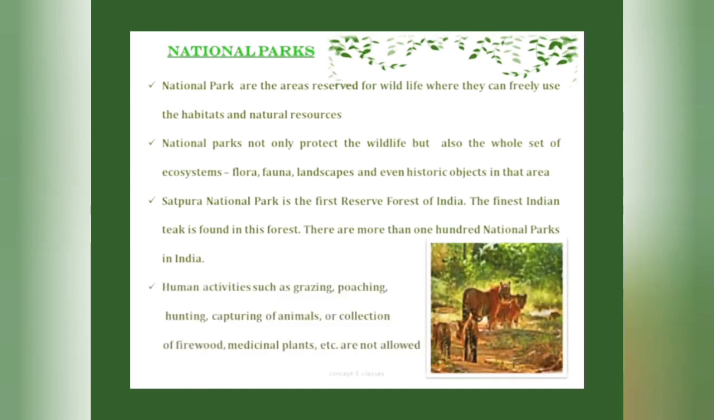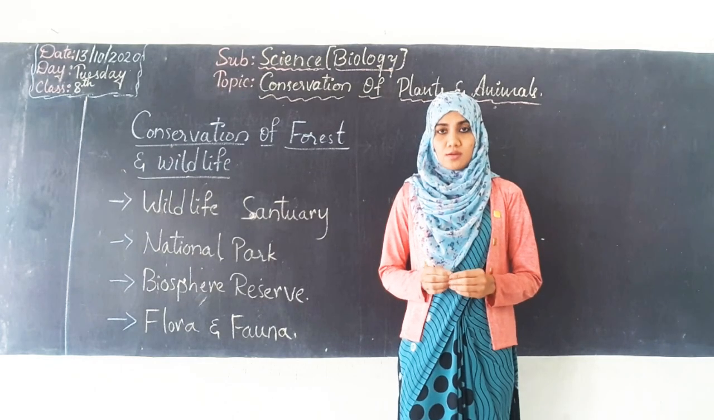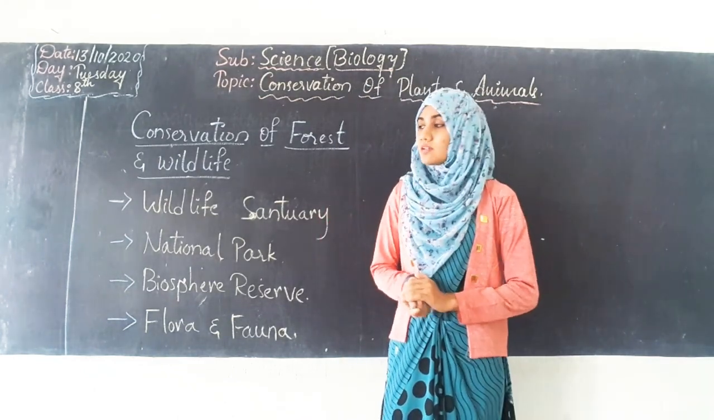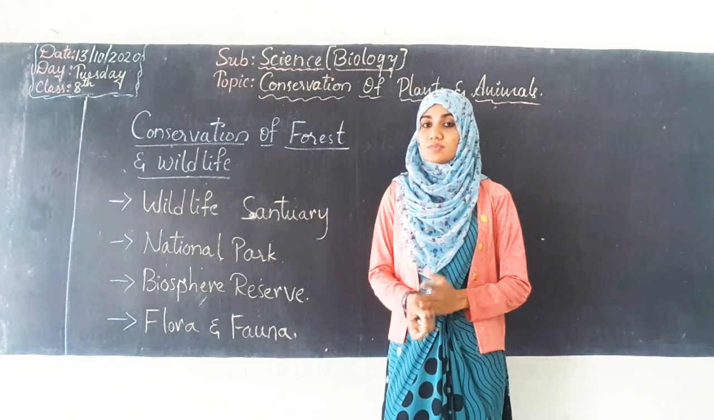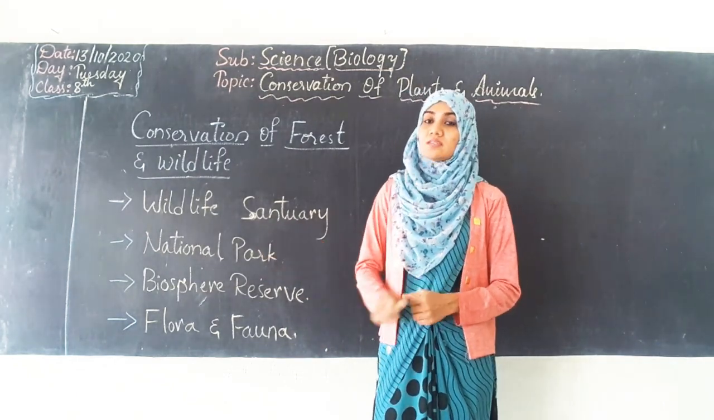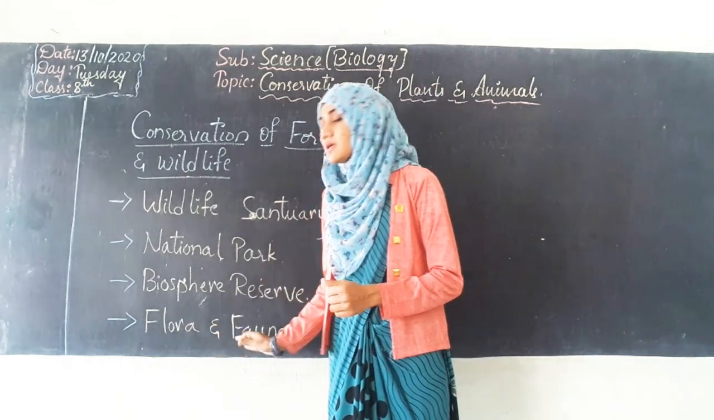Human activities such as grazing, poaching, hunting, capturing of animals, collection of firewood and medicinal plants are not allowed in national parks. Hope you have understood the concept of conserving the forest and wildlife, and also the terminology of these terms, the differences between wildlife sanctuary, national park, biosphere reserve, and the difference between flora and fauna.